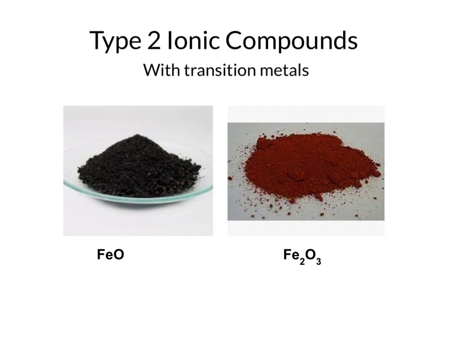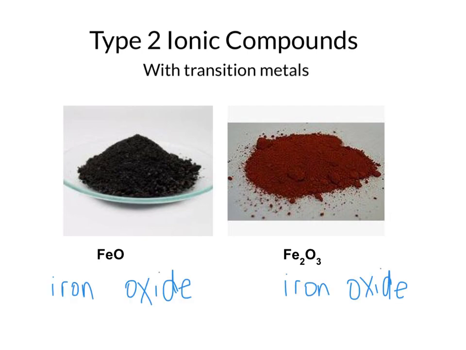According to the rules that we learned for type 1 ionic compounds, which is what we did last week with fixed charges, they would both be called iron oxide. So when you look at the two substances, you can see they're clearly different. Obviously, calling both of them iron oxide doesn't really help us differentiate between them.